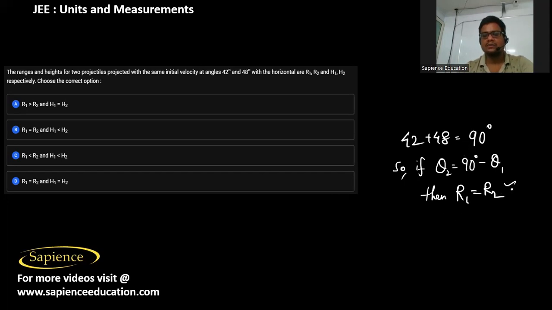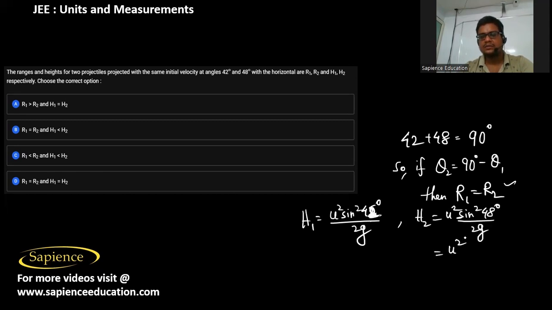So R1 will be equal to R2, and H1 will be equal to u square sine square 42° by 2g, and H2 will be equal to u square sine square 48° divided by 2g. So sine square 48° is equal to cos square of 90° minus 48°, that is 42°. So it is the same as cos square 42°.